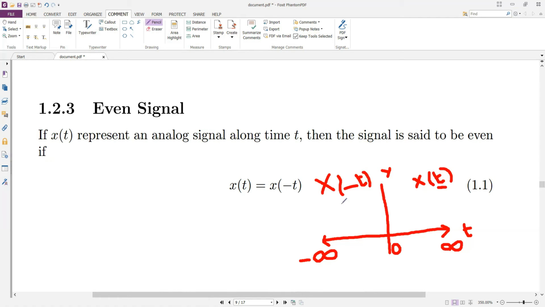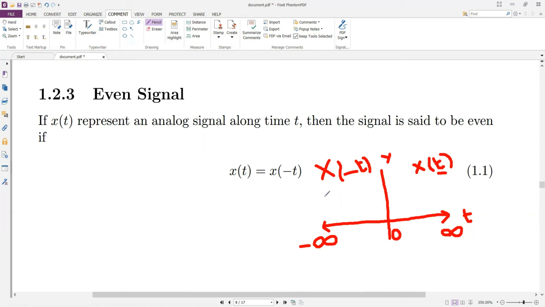So now keep this in mind and let us discuss an even signal. An even signal is that type of signal which obeys the given condition, that is x of t is equal to x of minus t. What does it mean? It means that whatever the values of the signal along the positive time axis, the same values of the signal will be exhibited along the negative time axis.